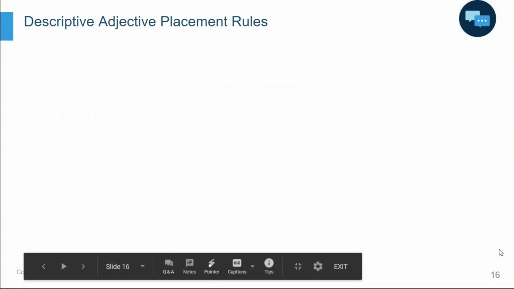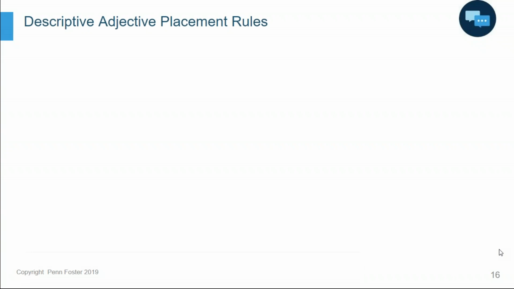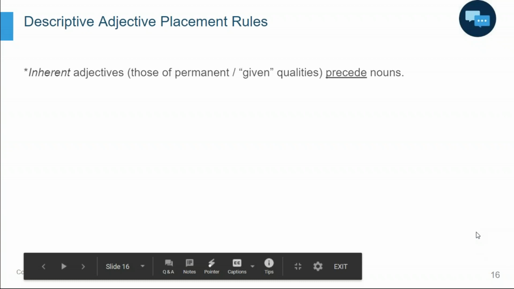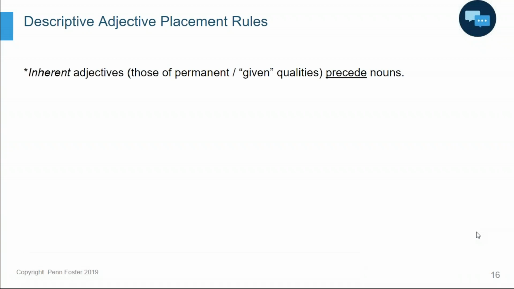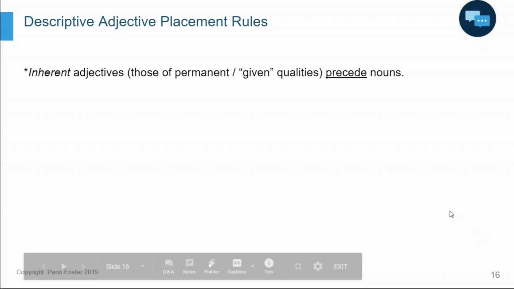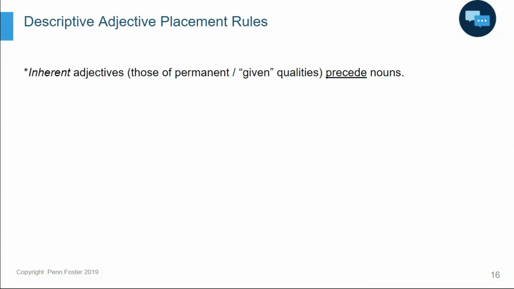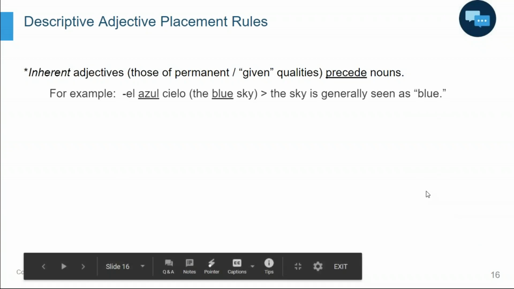As we move on, we're going to discuss the placement rules for descriptive adjectives, both inherent and non-inherent descriptive adjectives. An inherent adjective is one that is permanent or given. And these types precede the nouns they modify. They come before them. It's the less common of the two types or two rules.